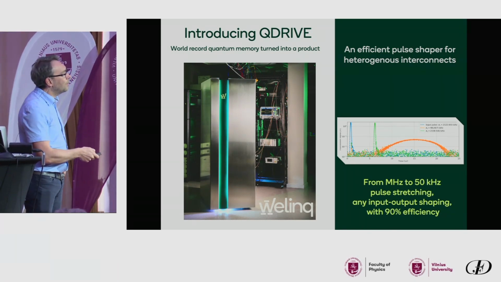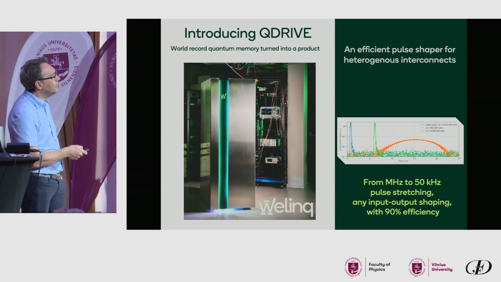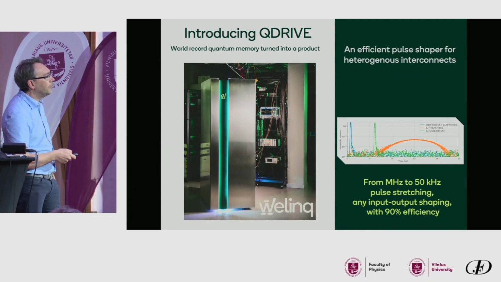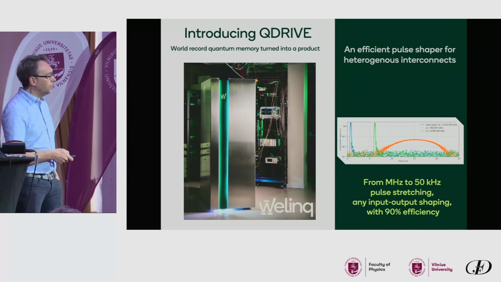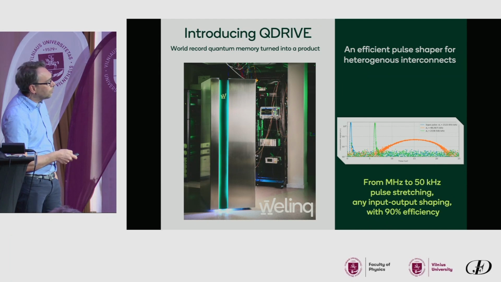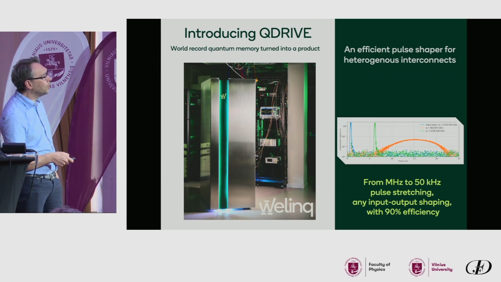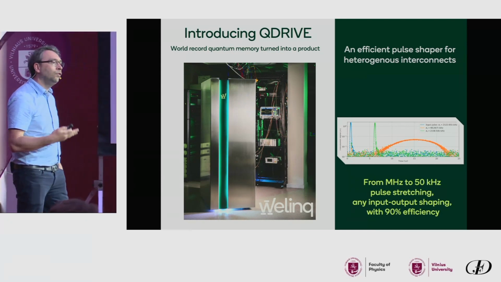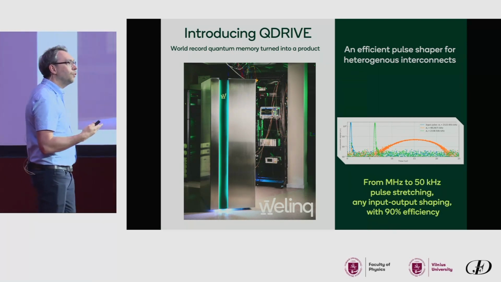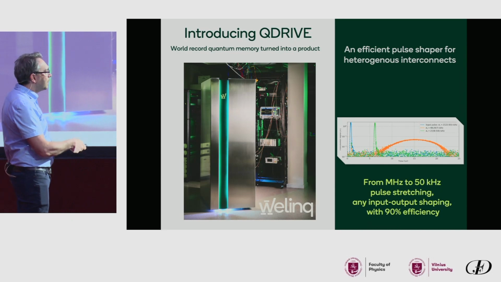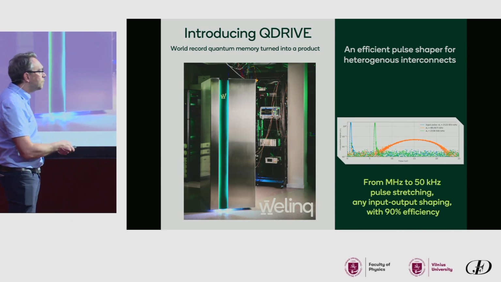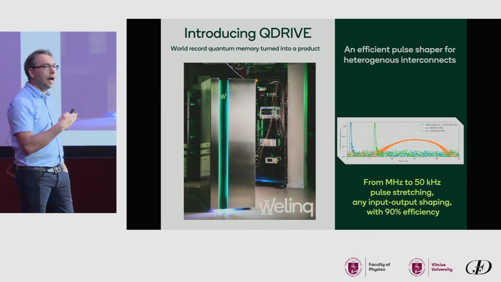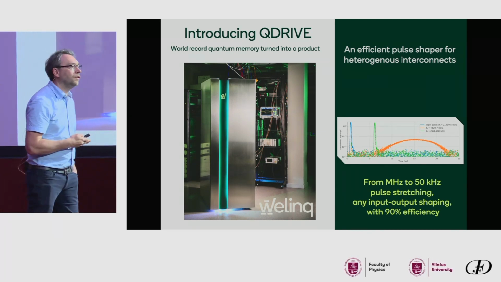So what you see as a function of time here, they were storing a pulse, like a 100 nanosecond pulse. They can read it as a 100 nanosecond pulse, and you see the efficiency is close to 100% here. But you can also read it, if you want, with a very long Gaussian pulse. So that gives you this capability of pulse shaping. That's pulse stretching: you can go from megahertz to 50 kilohertz. But actually, you can put any input and any output with 90% efficiency.